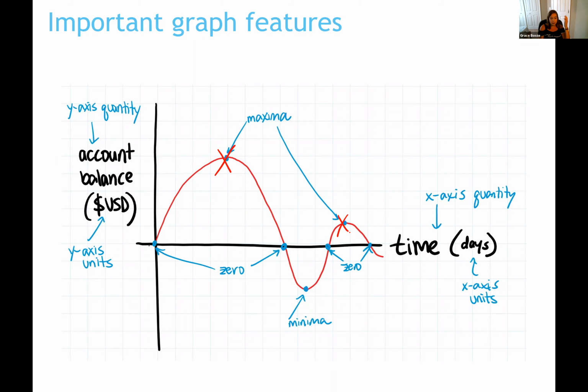Same thing with minimas. This particular graph has one local minima. If it really only has one minima, you could call it the global minima.